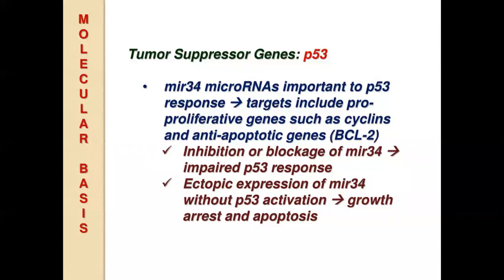miR-34 microRNA is important to the P53 response, with targets including proliferative genes such as cyclins and anti-apoptotic genes. Inhibition or blockage of miR-34 leads to an impaired P53 response. Ectopic expression of miR-34 without P53 activation results in growth arrest and apoptosis.